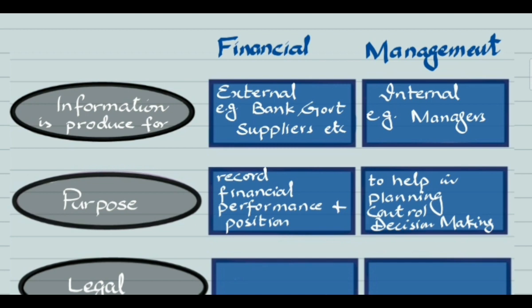Control means ki agar aapke paas actual result, budgeted result se different hai, to aisi surat mein negative variation ko control kiya jata hai, to us control karne ke liye information produce ki jati hai.